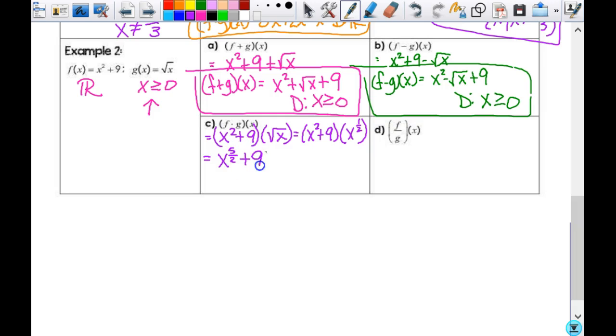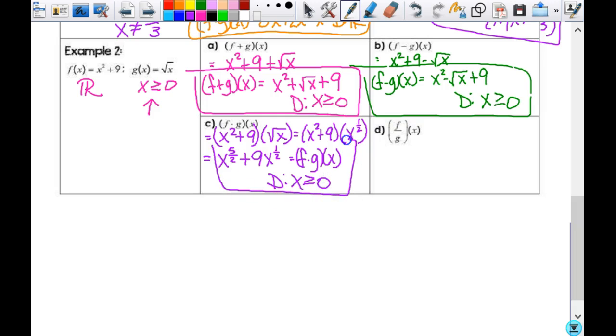plus 9 to the, oh, I don't know why I'm putting plus, 1/2 power. 9 times x to the 1/2 power. That makes a whole lot more sense. And that's equal to f times g of x. And my domain is still x is greater than or equal to 0.